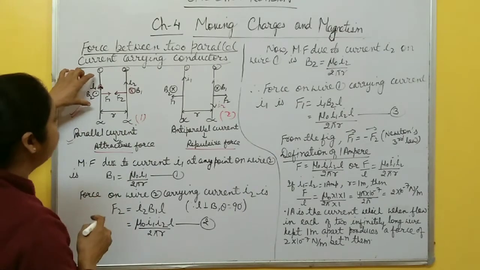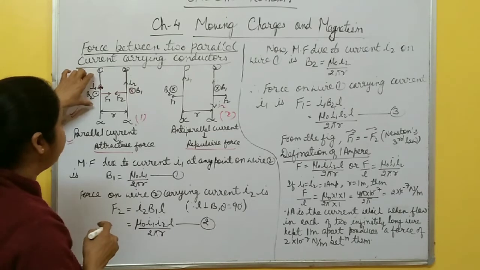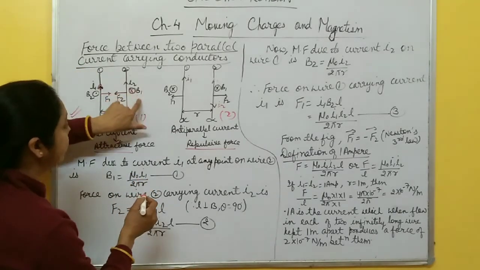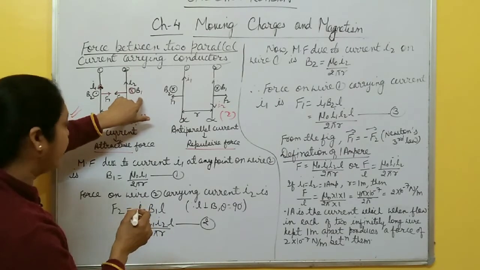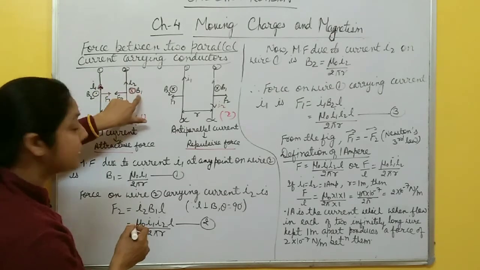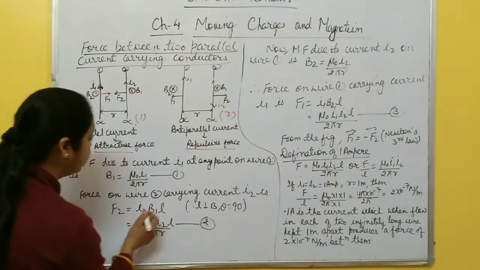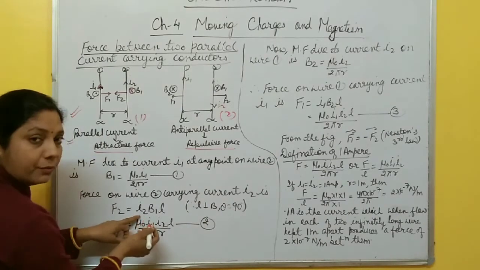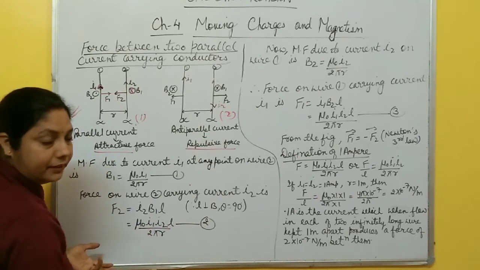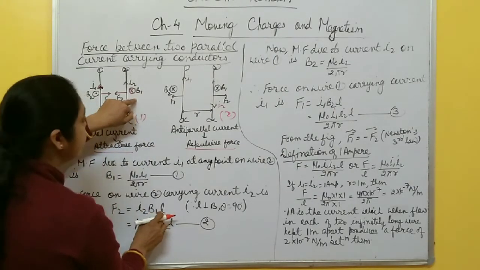So magnetic field produced by conductor 1 having current I1 is given by mu naught I1 by 2 pi r. This is the value of B1, right? Now, what is the force experienced by this second wire due to this magnetic field B1? So, force on wire 2 with current I2 is given by what? What is the formula for force? I2 B L sin theta. Here current is I2 and magnetic field is B1.